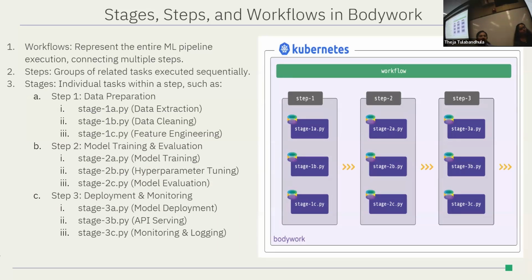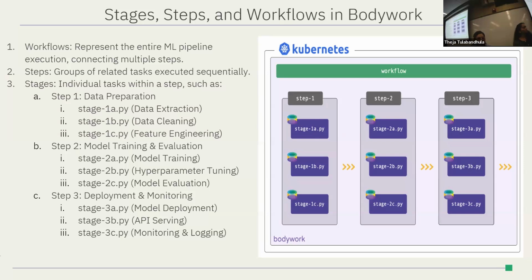So till now we have understood that Bodywork is a command line tool that deploys machine learning pipelines into Kubernetes. So it removes the need for you to build and manage container images for any stage of your pipeline. Let's look at the Bodywork workflow. What are the stages and what are the steps involved? So as given in the workflow, we have various components like steps, stages, and workflow, which comprise Bodywork, and all of this is comprised in a Kubernetes environment.